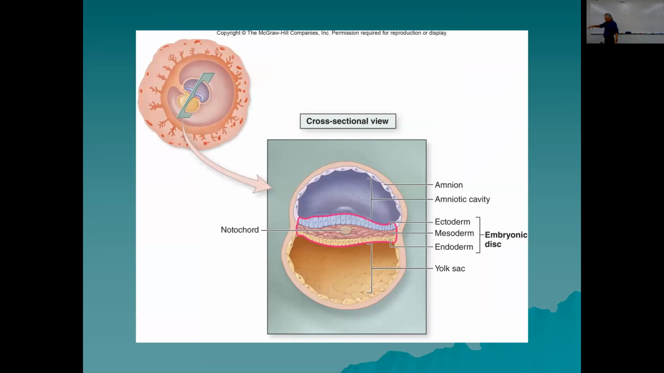And here's a cross-sectional view of the embryonic disc. And above the ectoderm is the amnion, the amniotic cavity. This is a fluid-filled cavity. Below the endoderm is a yolk sac, and that's going to be forming the digestive tract, the GI tract.